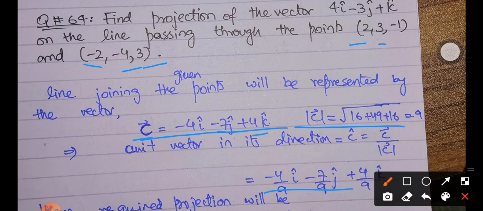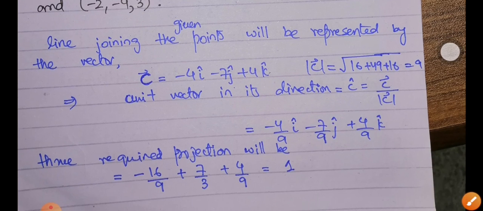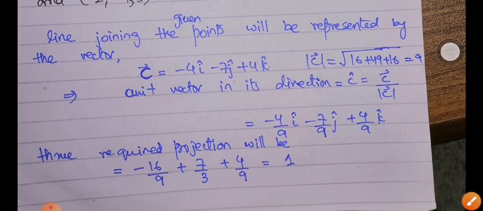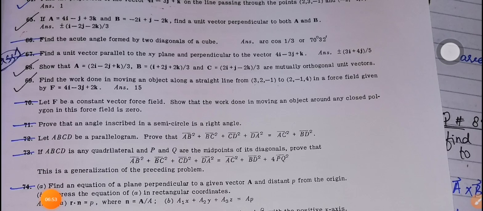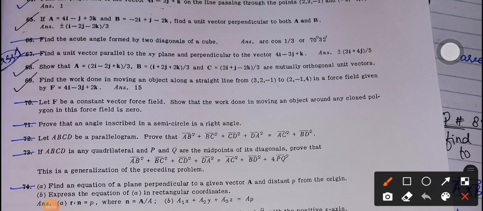So here is the unit vector in the direction of C, because if we have to find the projection of any vector in the direction of the vector C, we have to take the dot product of this vector with the unit vector C. So now we will take the dot product with the unit vector C, and here is the resultant answer. You have to perform question number 65, as this is quite simple.